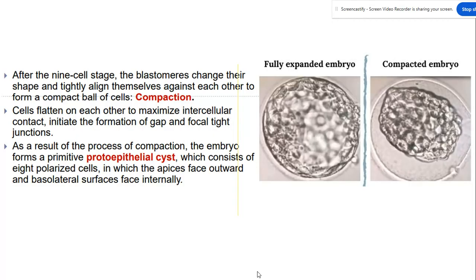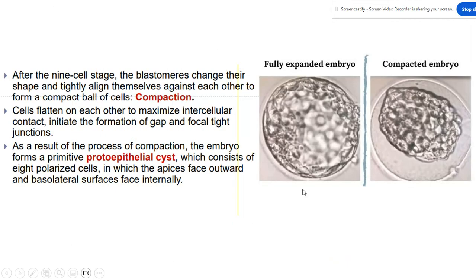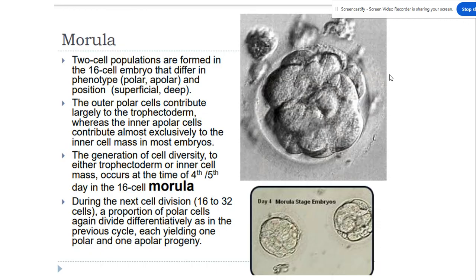So the basolateral surfaces on both sides are facing internal, but they usually have protrusion on the outer external side. As you can see, this is a compacted embryo. This is a fully expanded embryo. They came together, they connected. This one looks spherical, this one looks flattened, and as you can see, these are apices, but on the bottom you can see it's basolateral and it's flattened. Obviously, you're on a surface, you have to flatten yourself. You can't have apices on both the sides.